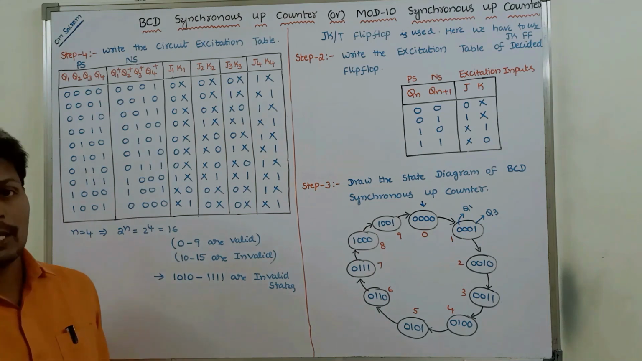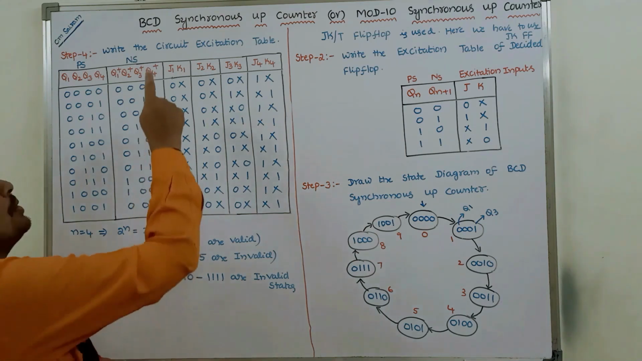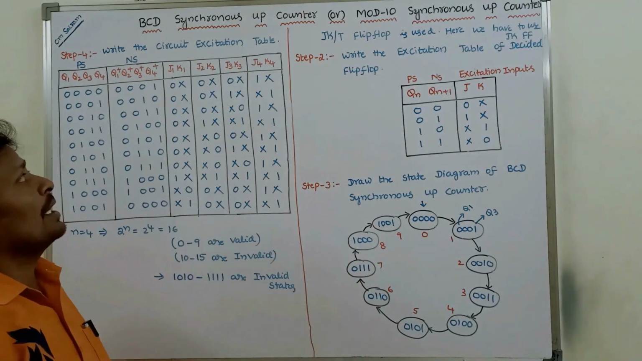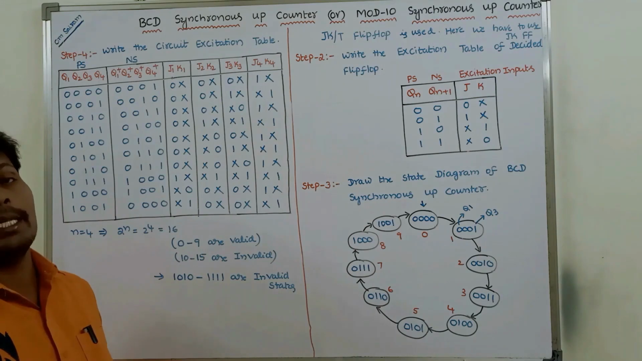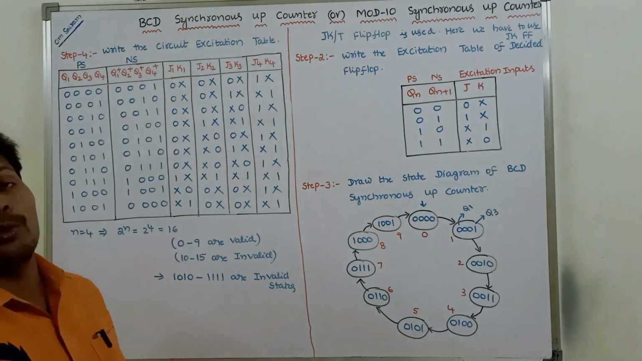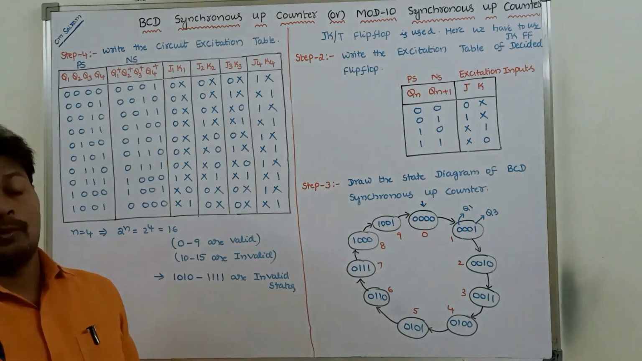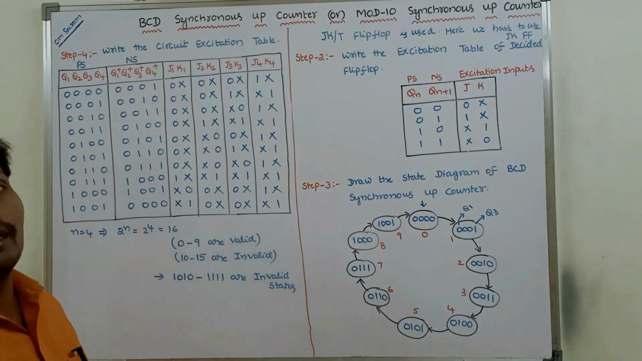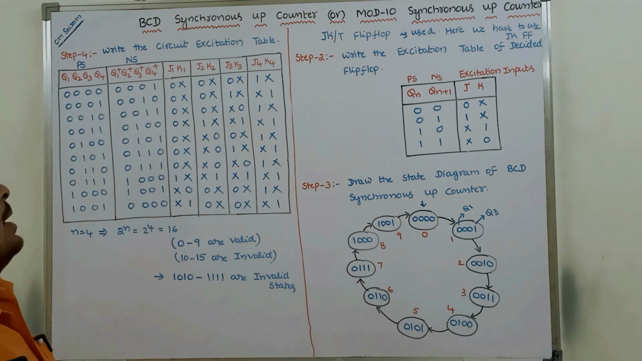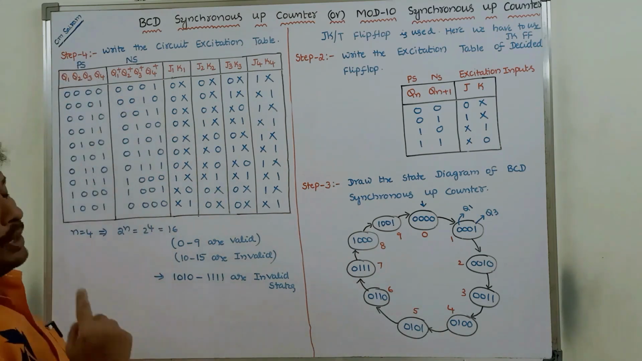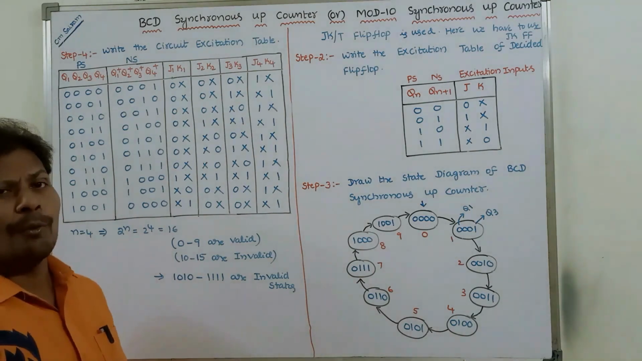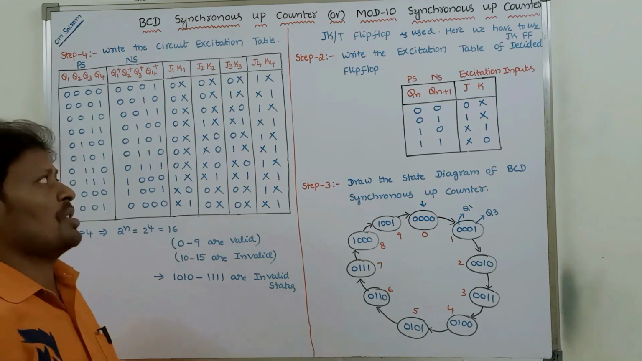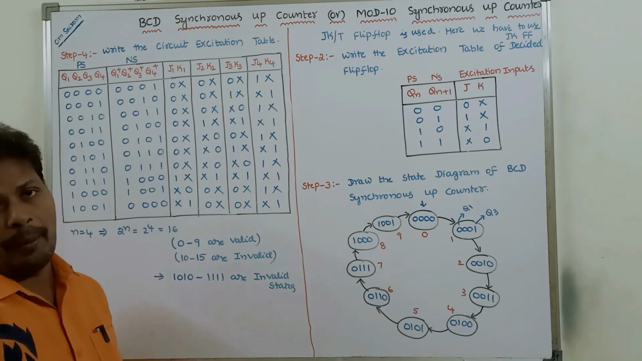After that, in step 5, we have to find out, for each and every excitation input J1, K1, J2, K2, J3, K3, J4, K4, the circuit. We have to find the simplified Boolean expression using a 4 variable Karnaugh map. Here we have to use 4 bits, so we write a 4 variable Karnaugh map to find the simplified Boolean expression using K-map.